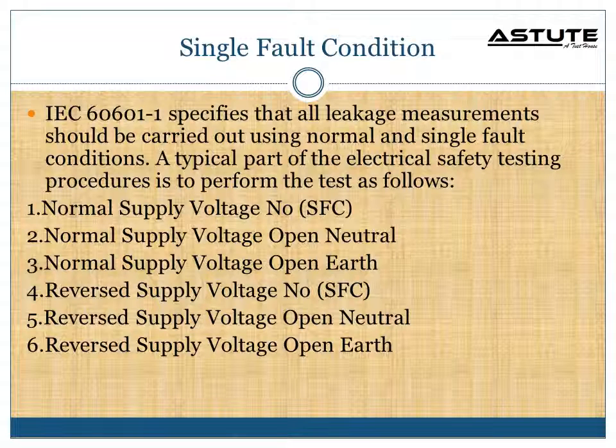EN 60601-1 specifies a number of single fault conditions. EN 60601-1 specifies that all leakage measurements should be carried out using normal and single fault conditions. A typical part of the electrical safety testing procedure is to perform the test as follows: normal supply voltage no single fault condition, normal supply voltage open neutral, normal supply voltage open earth, reversed supply voltage no single fault condition, reversed supply voltage open neutral, reversed supply voltage open earth.